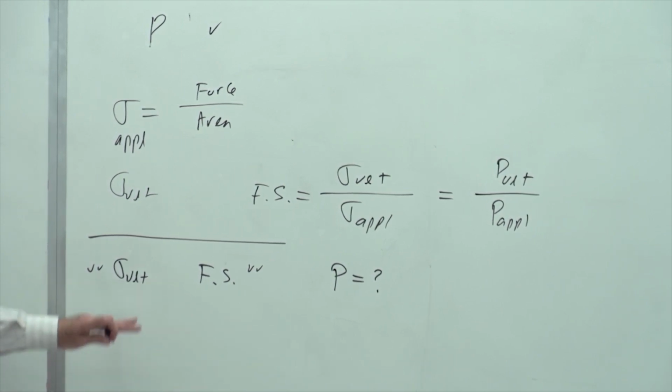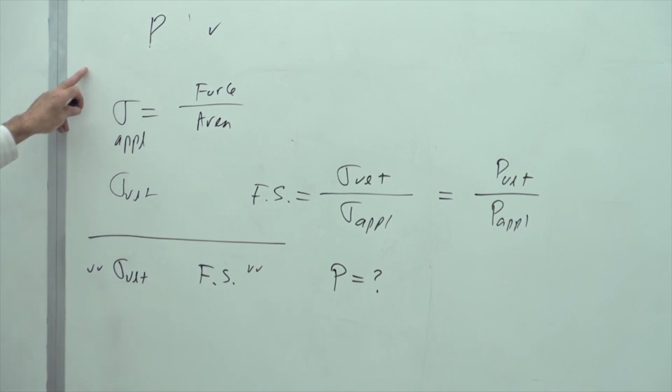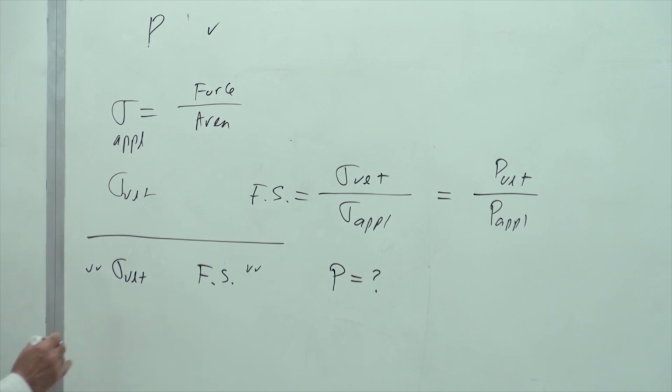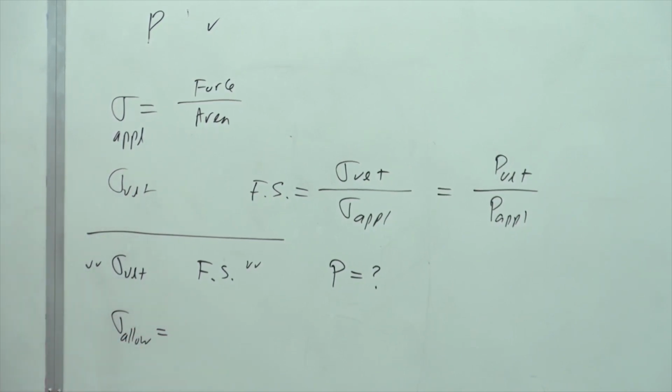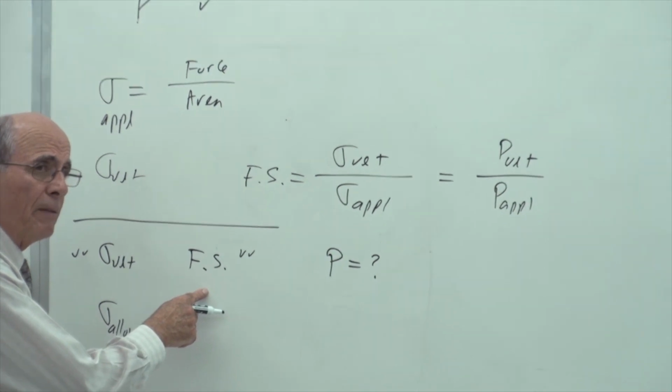In that kind of problem, P is not given. Here P was given and you were calculating sigma. Here, P is not given. So what you do first is calculate sigma allowable. This is how much sigma you can put on your structure. I discussed that again last time. Don't forget that. It is sigma ultimate over the factor of safety.